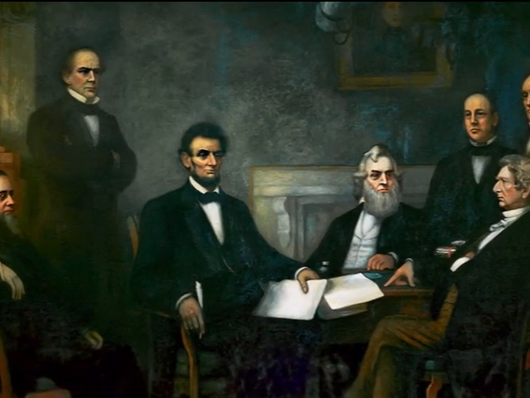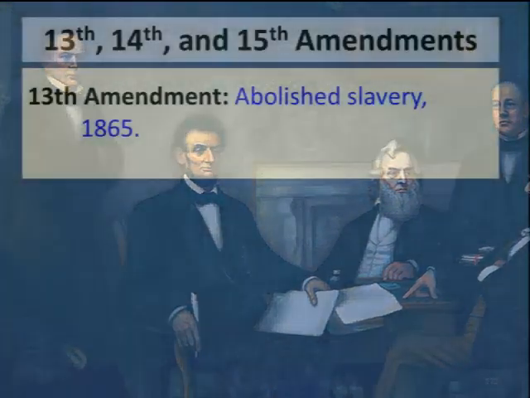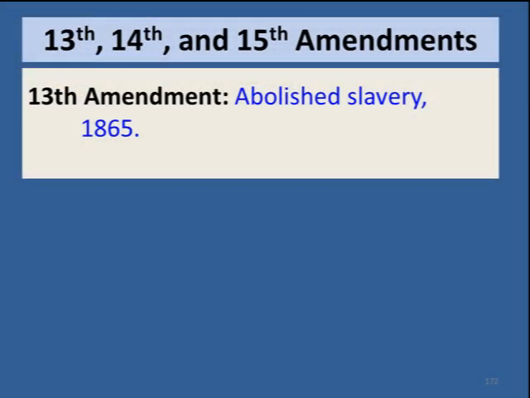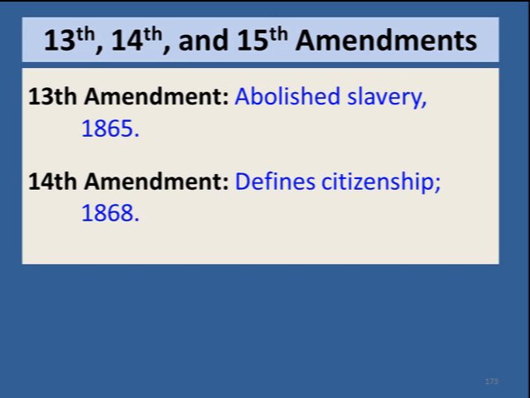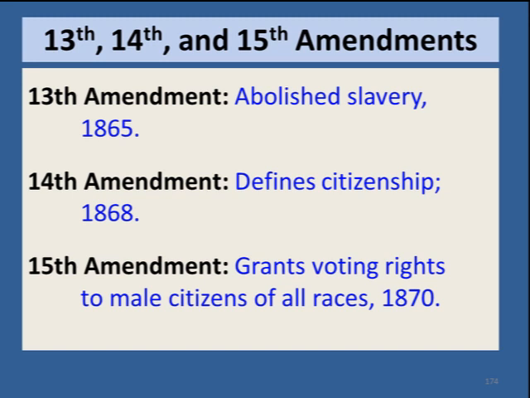After the Civil War, 3 amendments related to slavery were added. First was the 13th Amendment, which outlawed slavery. A few years later, the 14th Amendment gave citizenship to anyone born in the United States. In that way, every freed slave was made a citizen. Lastly, in 1870, the 15th Amendment gave all men, including African American men, the right to vote.